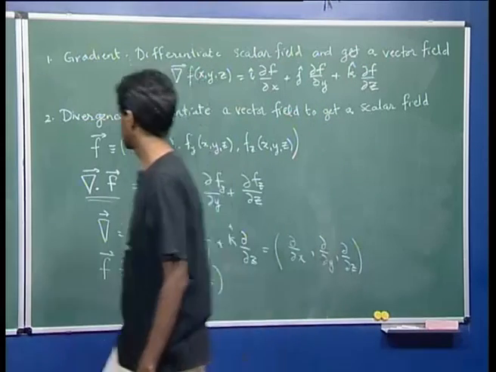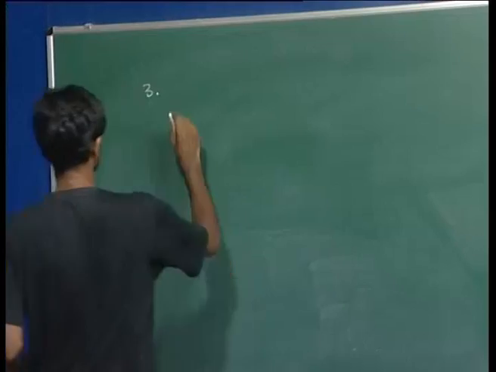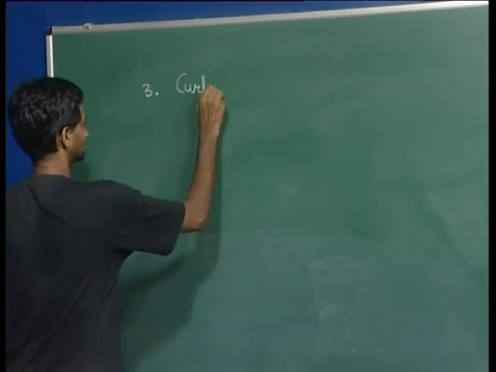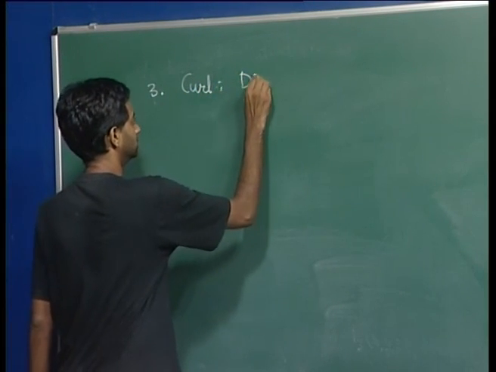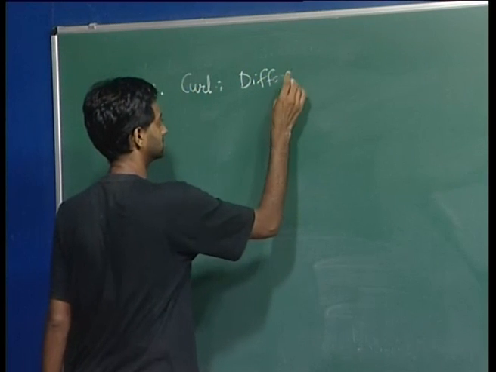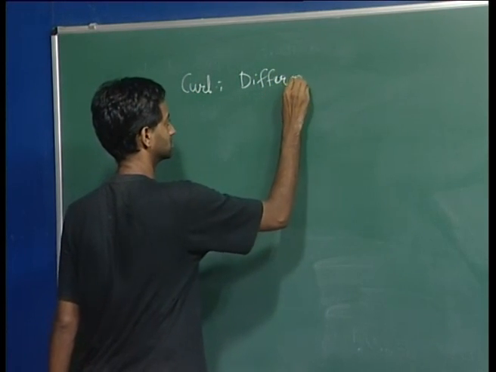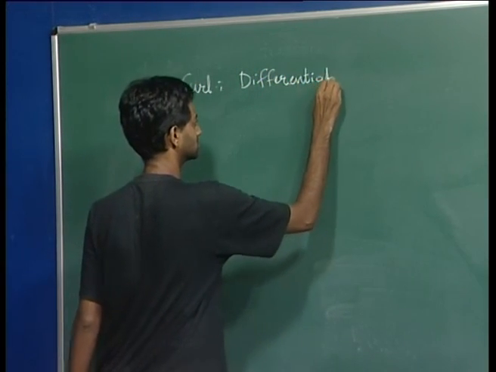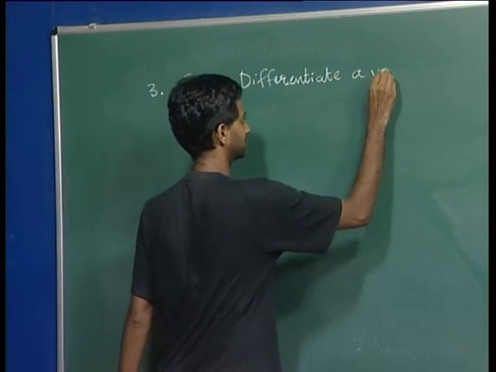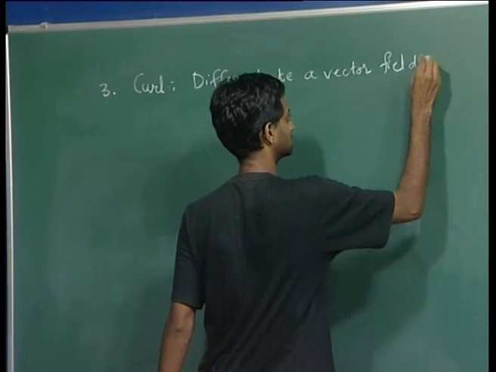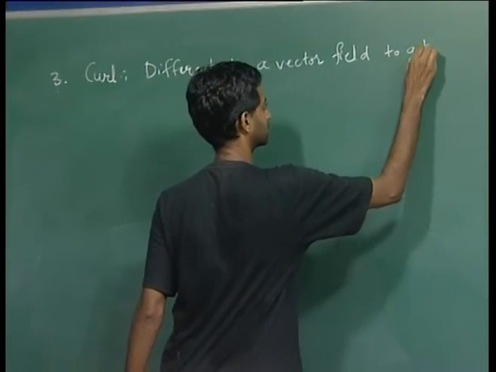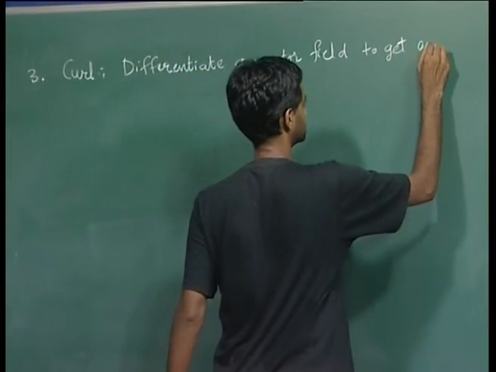Okay. The next derivative that we will do is something called a curl. So, in a curl you differentiate a vector field to get another vector field.